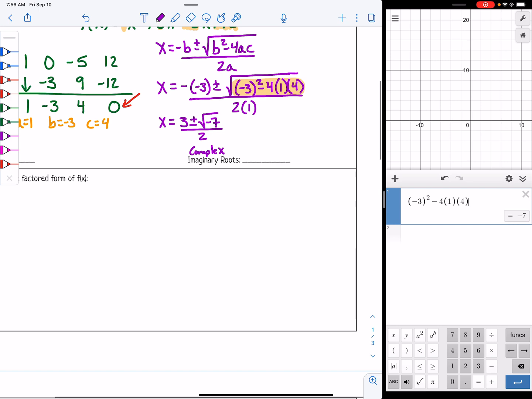Now the negative underneath we could help a little bit, but 7 won't come out evenly. We can rewrite the square root of negative 7 as the square root of negative 1 times the square root of 7.